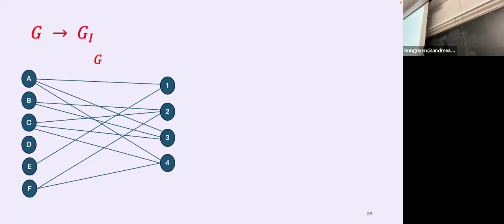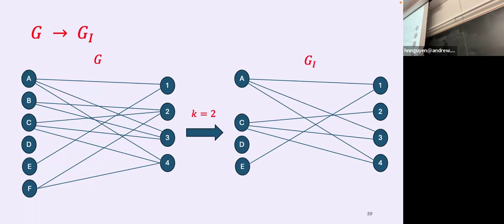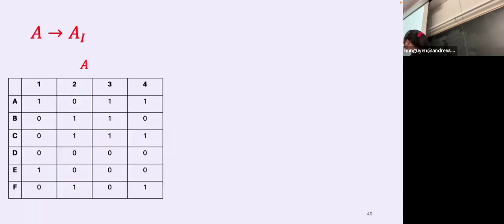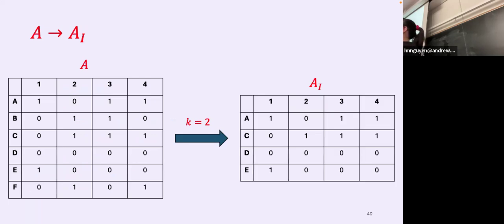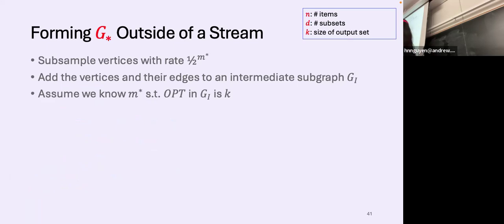All right, so again, let's say this is my G, and let's say k is equal to 2. The 2 doesn't really matter, but I'm essentially just subsampling some number of vertices, and then I add all of their edges. This is going to be GI. And equivalently for the matrix, if you like this better, I'm just subsampling some of the rows. All right.